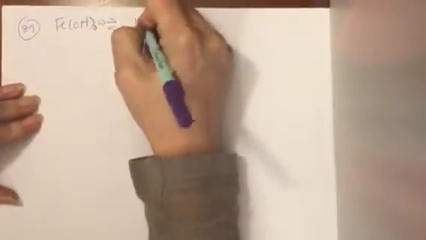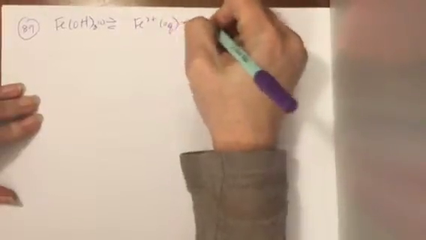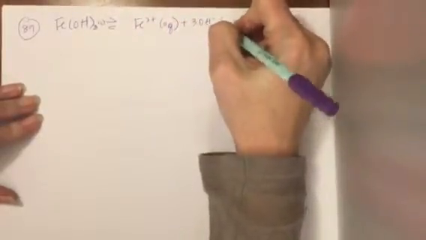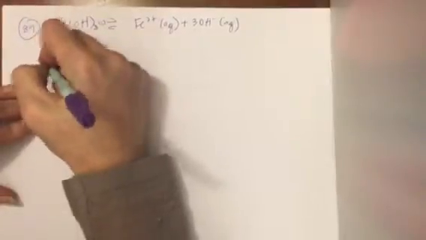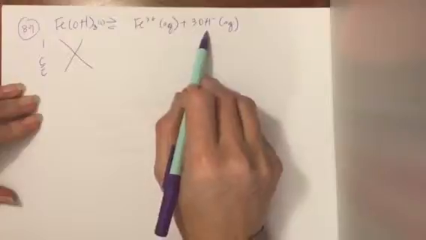In number 89 on page 743, we have an interesting situation because we have iron hydroxide that is dissociating in water. So as this dissociates, we get iron 3 plus ions and hydroxide ions. Remember, for most ICE tables, when you're dealing with the dissolution of a salt, these two both begin at 0.